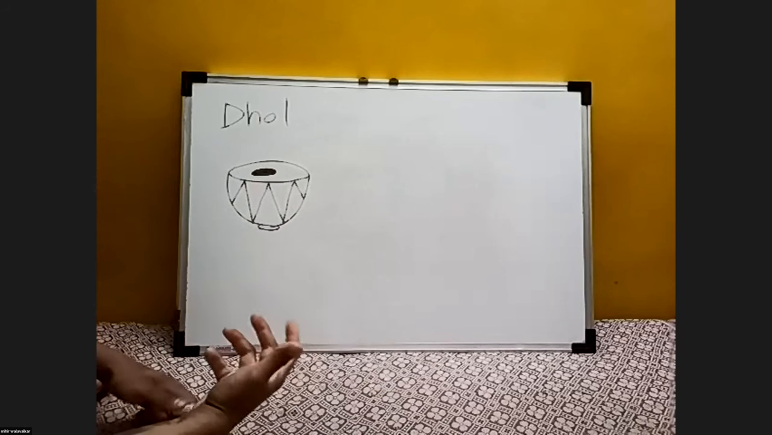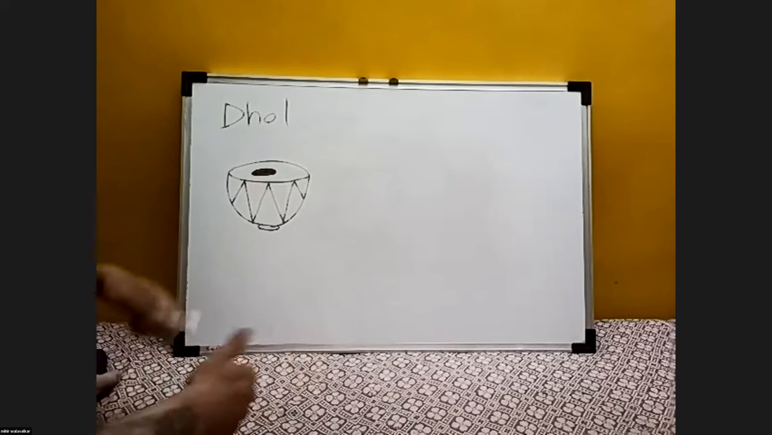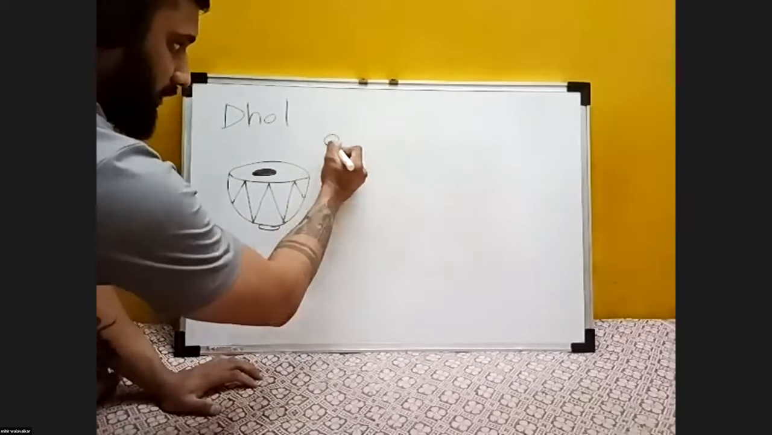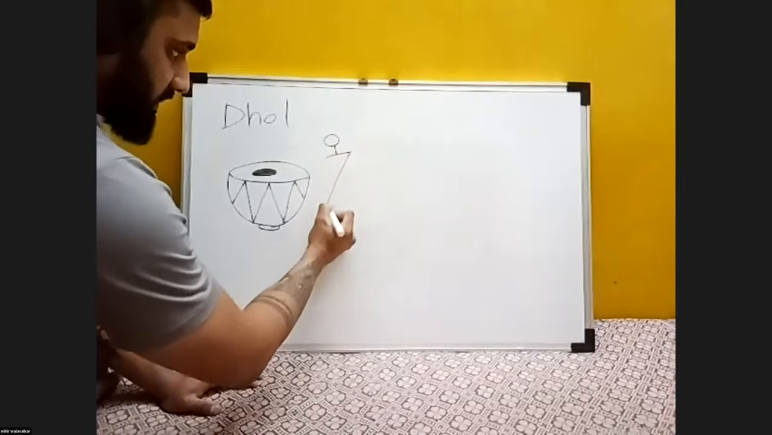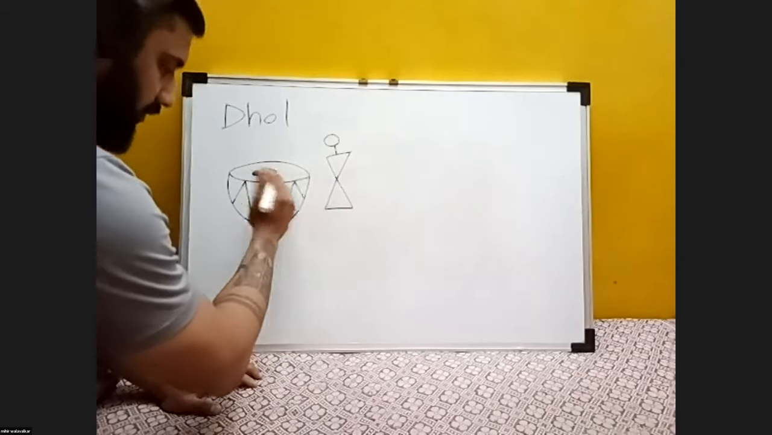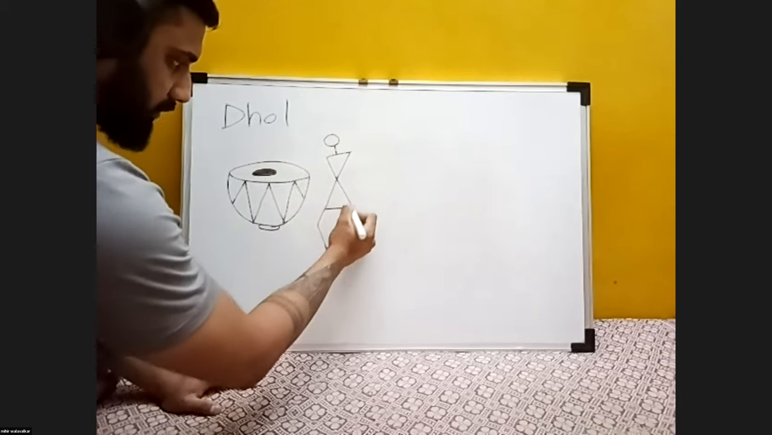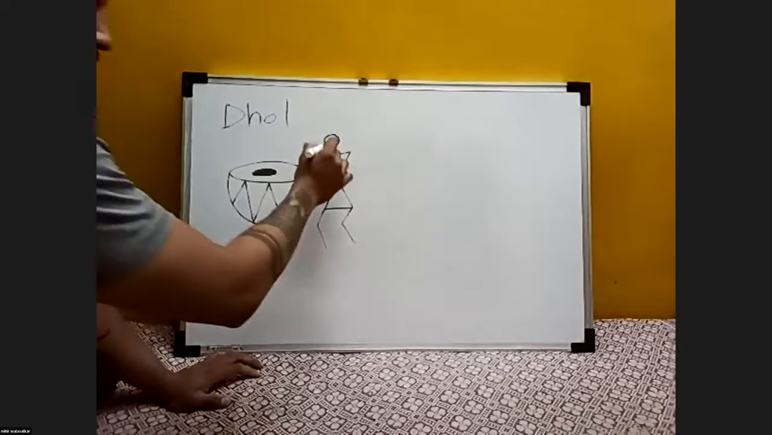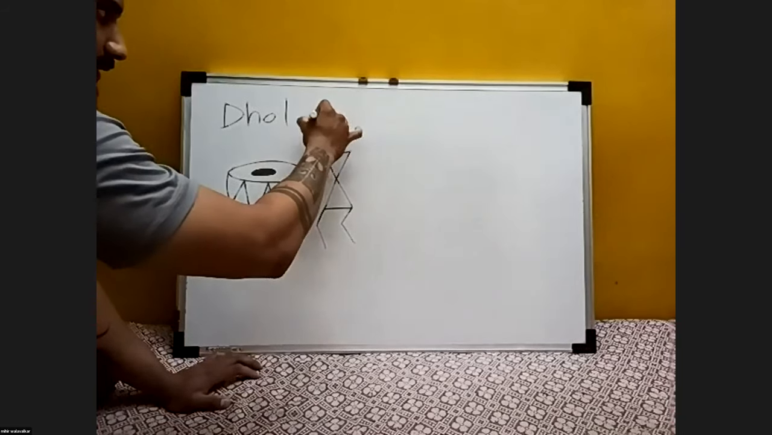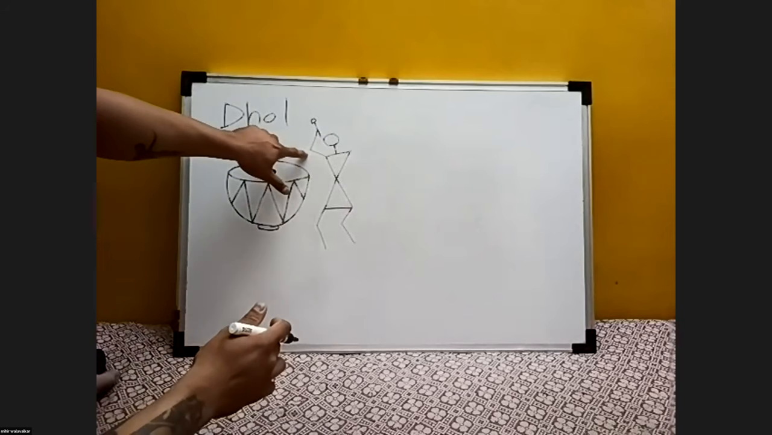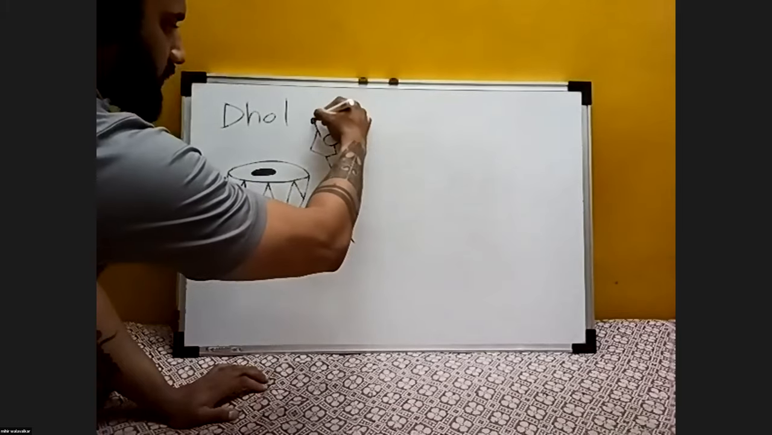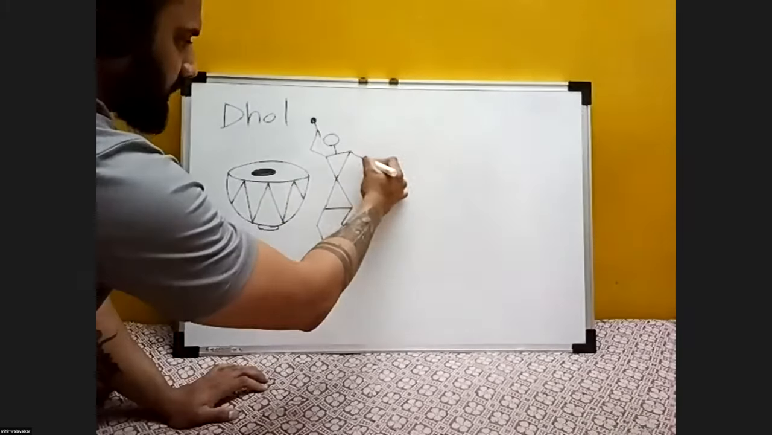Now, to show a human playing this, you can show anyone, a female or a male, beside this. But remember that this dhol has been shown big from that time, so you will have to show it bigger than the human figure. As I said, they are playing, so the hand and the stick with a circular form. Second hand.